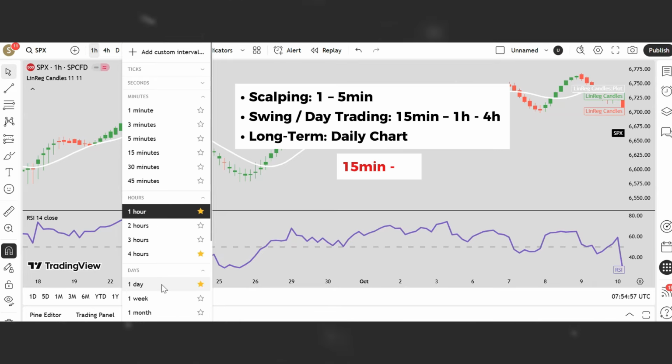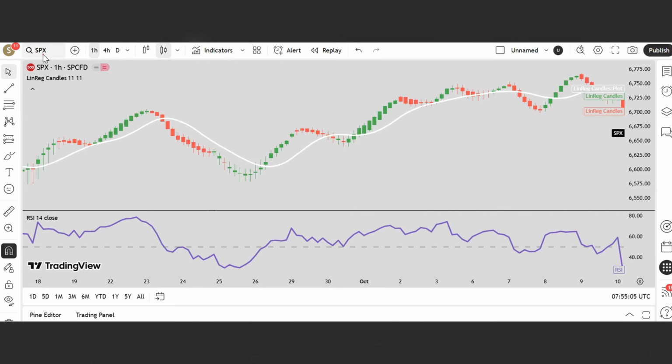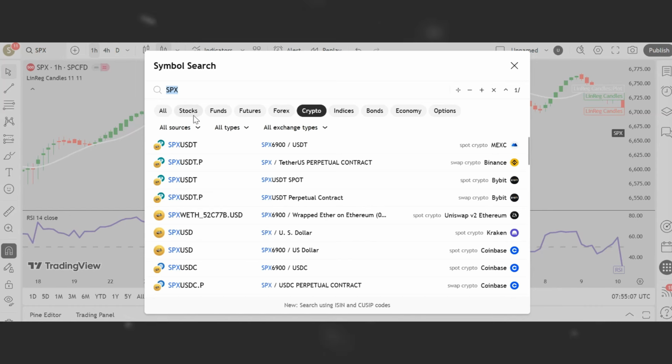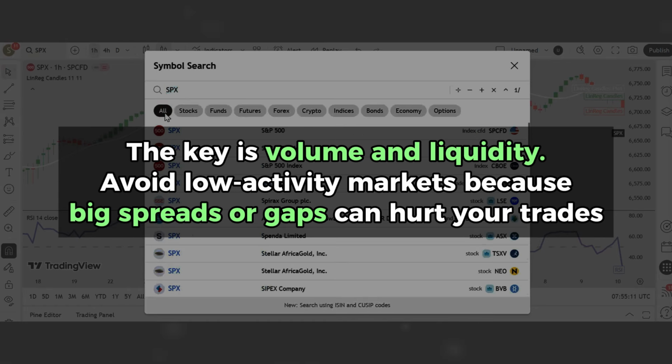If you're just starting out, I recommend 50-minute or 1-hour charts. They are easy to follow and less stressful. As for the market, you can trade any liquid asset like Forex, stocks, crypto, or commodities. The key is volume and liquidity. Avoid low-activity markets because big spreads or gaps can hurt your trades.